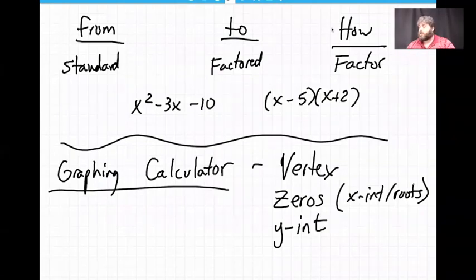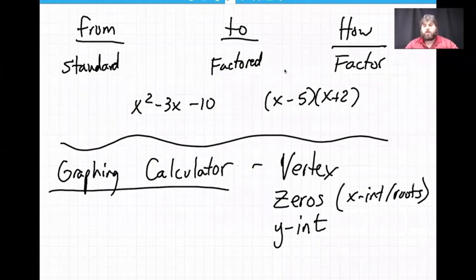Now remember, if you're in vertex form, the vertex is easy. You don't have to think twice about it. If you're in factored form, you get the zeros without thinking about it. If you're in standard form, you get the y-intercept without thinking about it. But what if you're in a different form? What if you're in factored form and you want to find the x-intercept or the y-intercept? Well, instead of changing it from one form to the other, just use your graphing calculator.